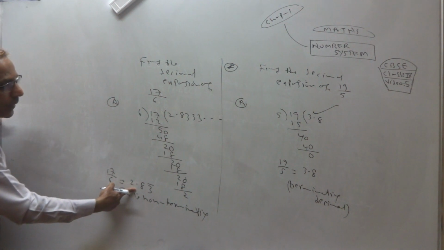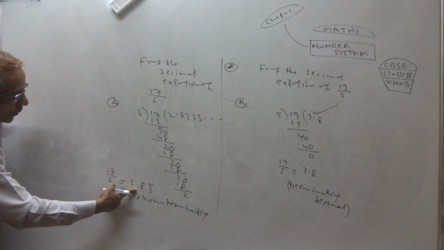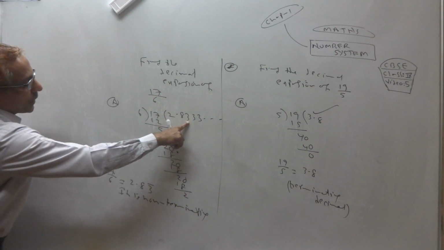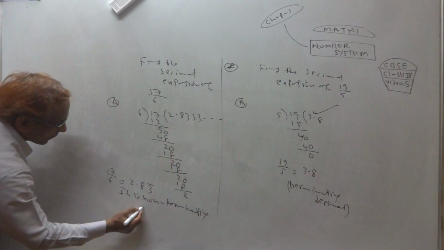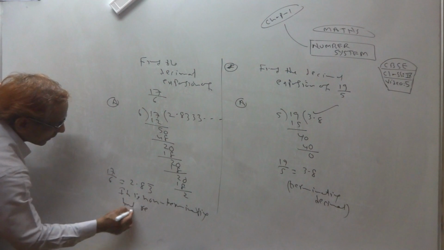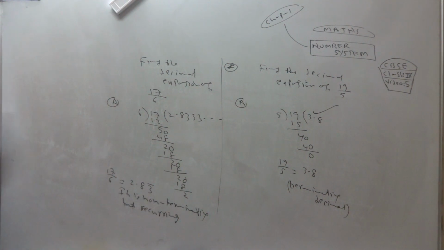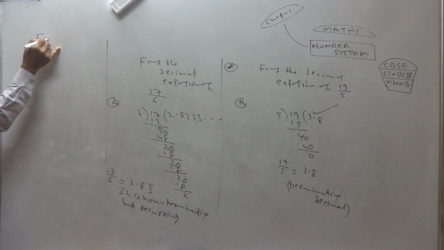So this is the answer. What is the decimal expansion? Okay, 2.83 bar. Only the bar is on 3, because 3 is repeated. It is a non-terminating, recurring or repeating decimal, like that. Got it? Let's see one more case.